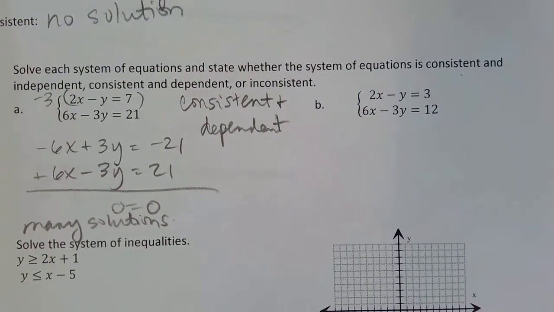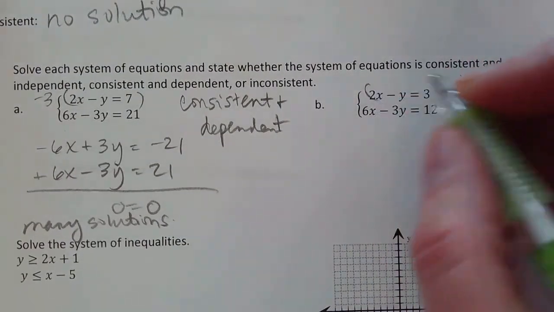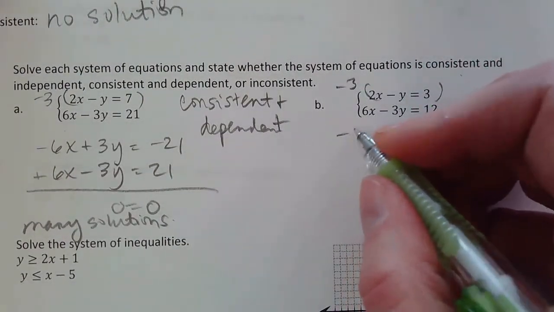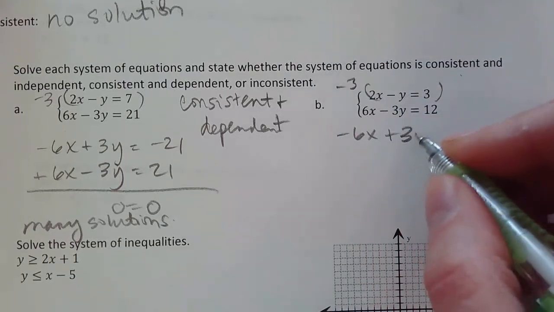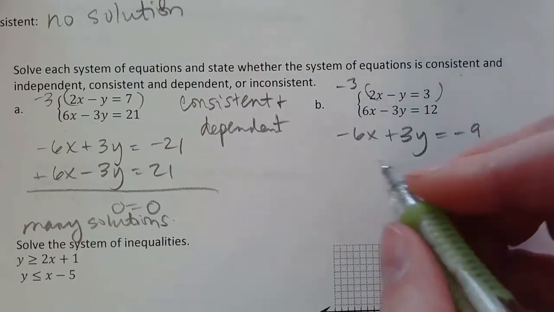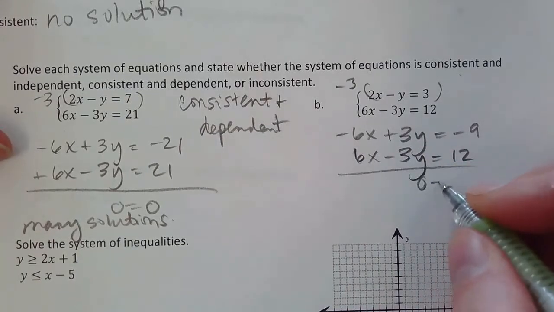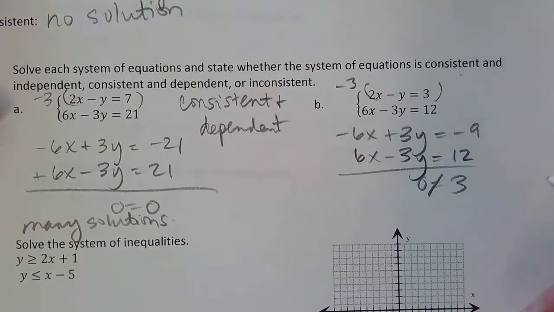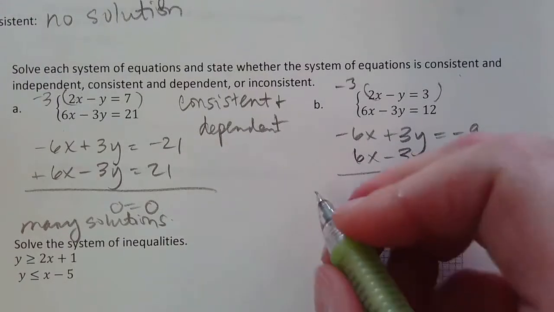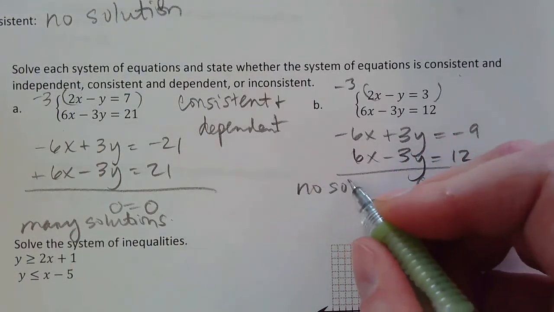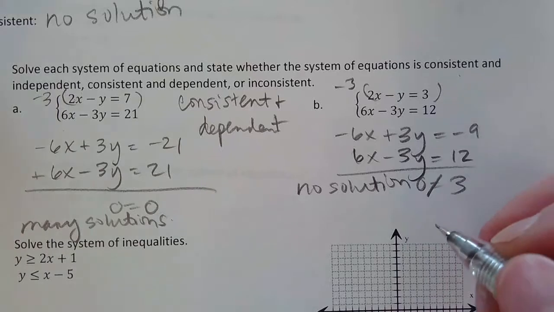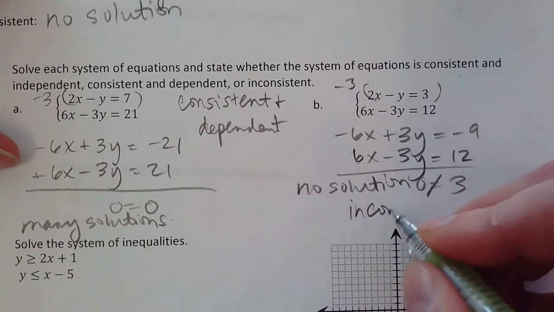Okay, on the next one, I'm going to choose to eliminate x again. And I'm going to get a tiny different result this time, because now when I add, I don't get 0 equals 0. I get 0 equals 3. And we know that that is not true. So that means there's no solution. These must be parallel lines if I'm thinking about the picture of what's going on. And so it is inconsistent.